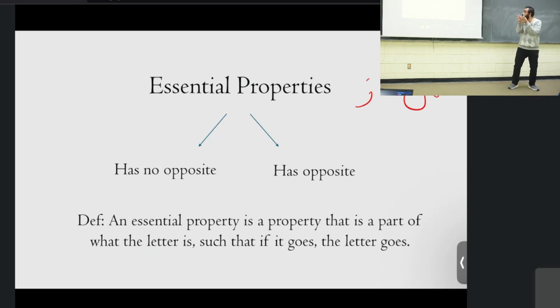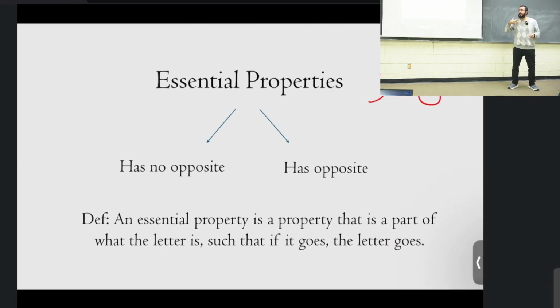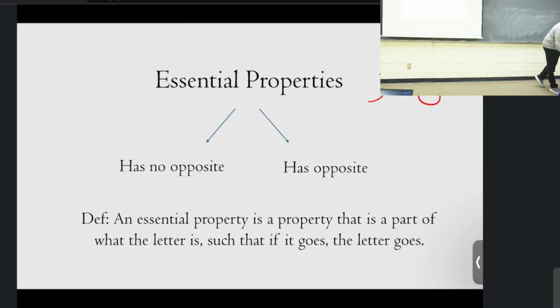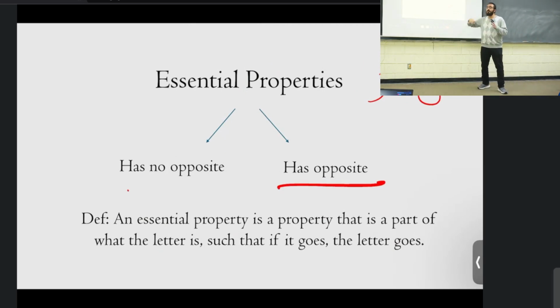So an essential property is a property that is part of what the letter actually is. And if that property goes, then the letter goes. And we said that properties have opposites and some have no opposites. And the properties that have opposites, we said, it's either one of the pair or the other. So for example, the letter either emits a lot of air or does not emit a lot of air. Either the sound flows or the sound does not flow, right? If you're confused about what I'm saying, this is a review. We're going to stop and explain it, but I'm going through this a little quickly, right?